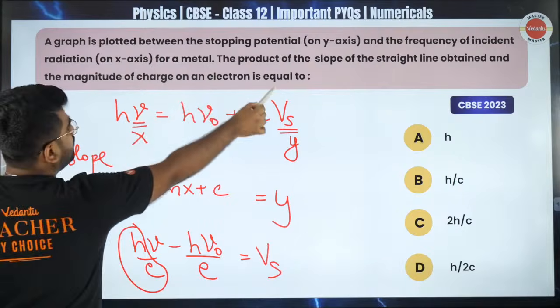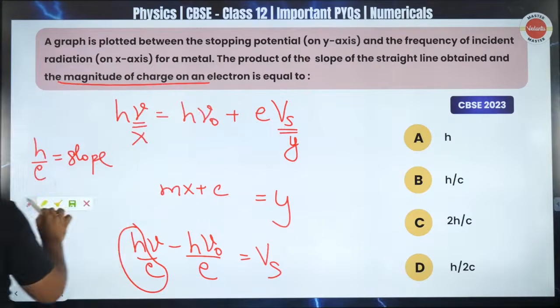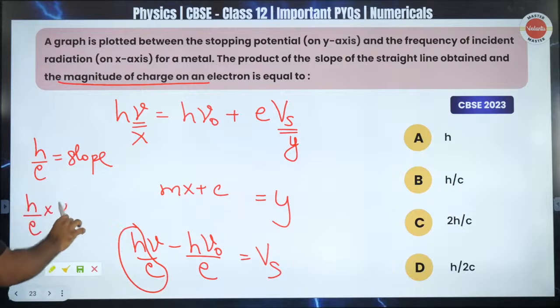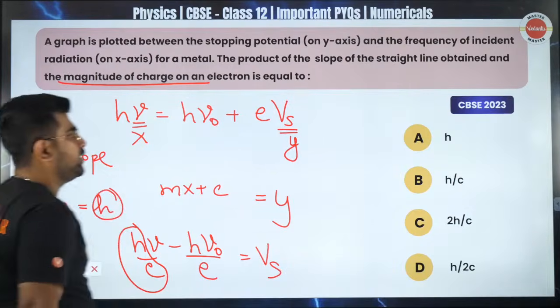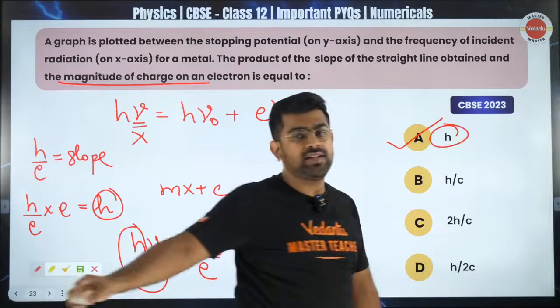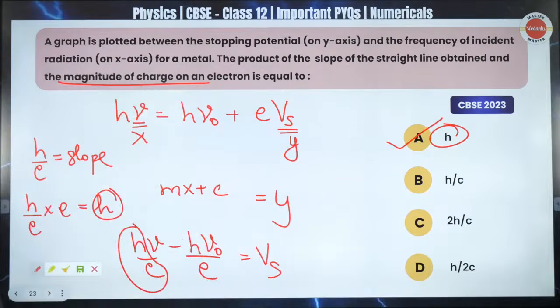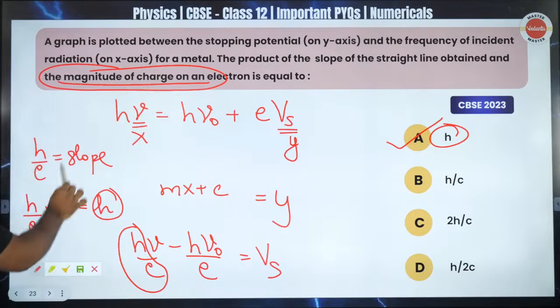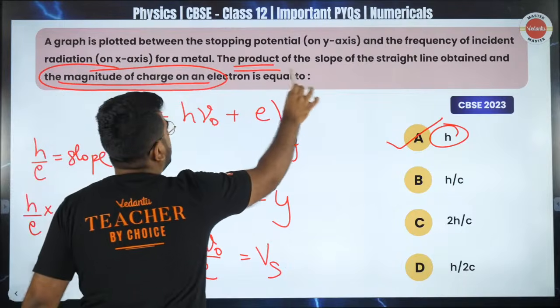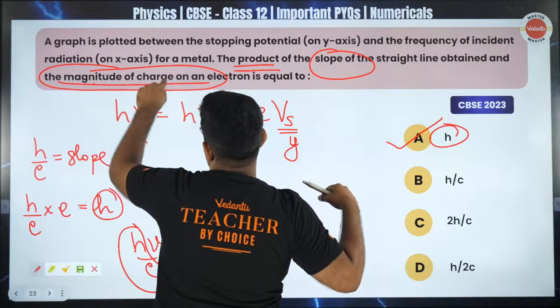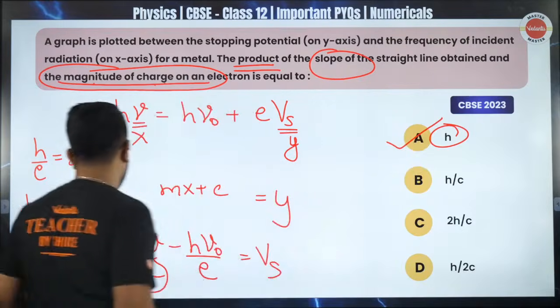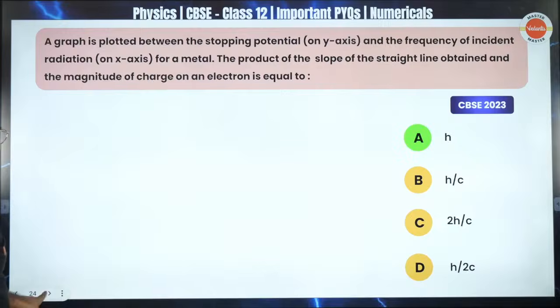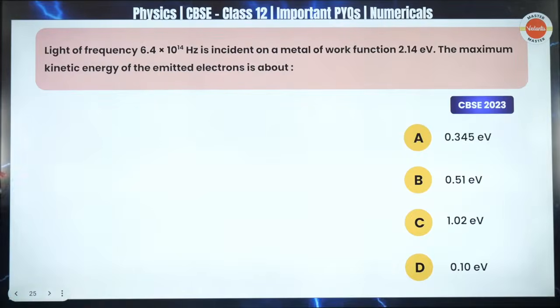So the product of slope and magnitude of charge is nothing but Planck's constant. Answer is h. Okay? Are you all clear? The slope is h by E. But what are they asking? Multiply the slope by the magnitude of the electron charge. You have to take the product of slope and magnitude of charge. When you multiply both, h comes. So that is why the answer is option A. Let's go to the next one. Okay? Try to solve this.